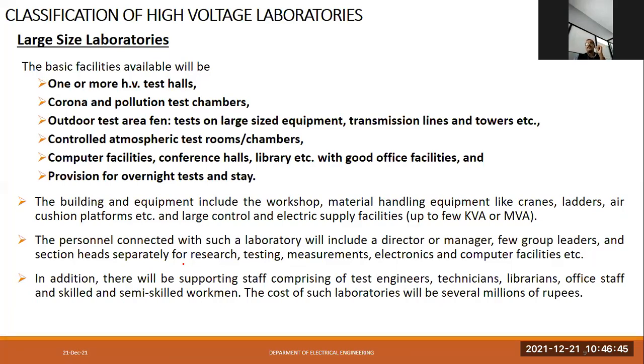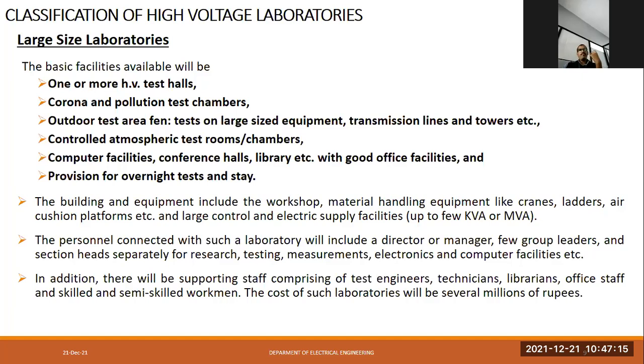Second is the corona as well as pollution test chambers. In that chamber only the corona test, the radio interference test and the atmospheric pollution test are done. The third facility is the outdoor test area, meaning large size equipment like transmission lines, towers and all other equipment that has to be carried out into the outdoor test area.